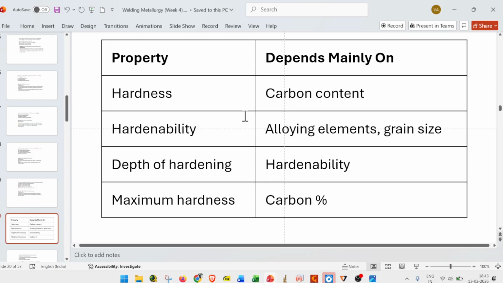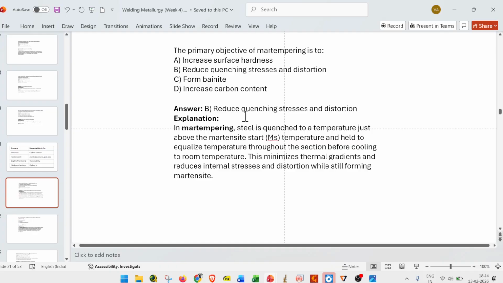If the grain size is high, hardenability is high. Based on the alloying element, hardenability will also change. Okay. Depth of the hardening will depend on the hardenability. If the hardenability is high, the depth of hardness will be high, and maximum hardness will depend on the carbon percentage. Okay. This is all about the hardness.